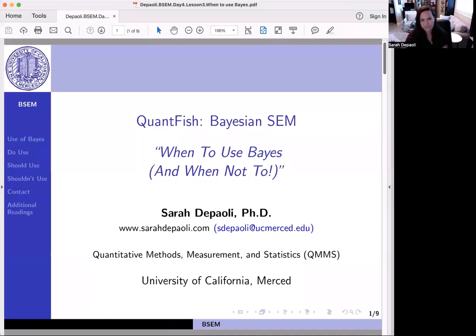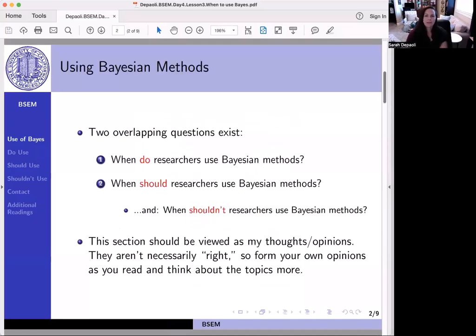All right. So I'm going to break the topic down into a couple of different questions. The first is, when do researchers use Bayesian methods? This will give a sense for how they're being used currently, at least in the social sciences, which is the area I am in. Next, I'll cover when should researchers be using Bayesian methods, and then also when they should not.